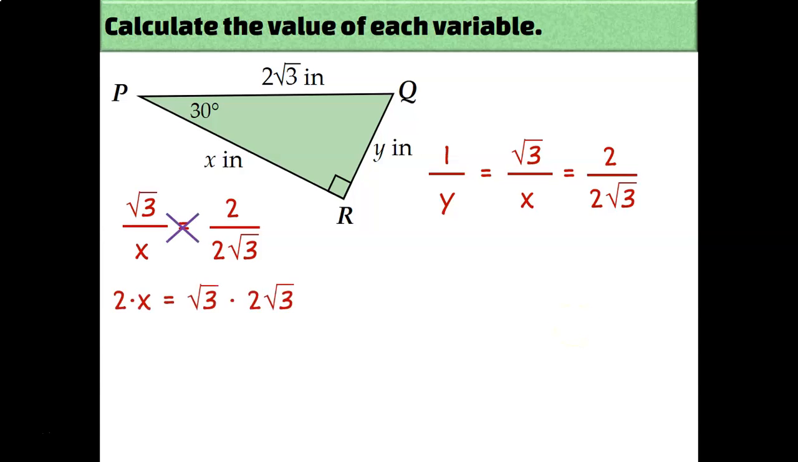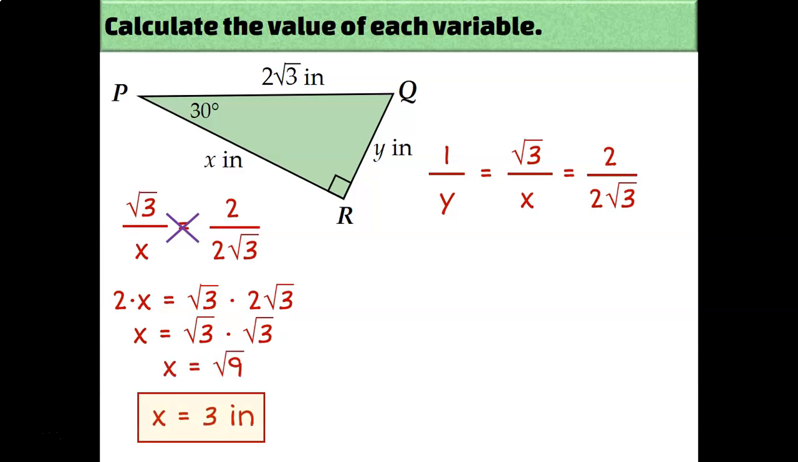I've got x times 2, and the square root of 3 times 2 times the square root of 3. Well, I notice that there's 2's on both sides. I could divide both sides by 2 and just have x equals the square root of 3 times the square root of 3. And the square root of 3 times the square root of 3 is really just the square root of 9, and the square root of 9 is 3. So x must be 3 inches.